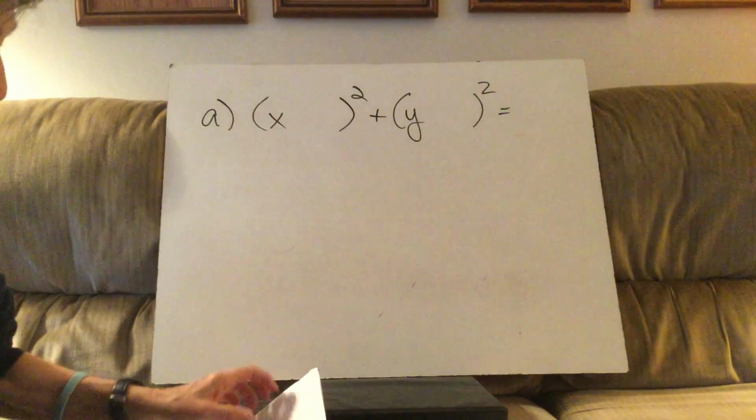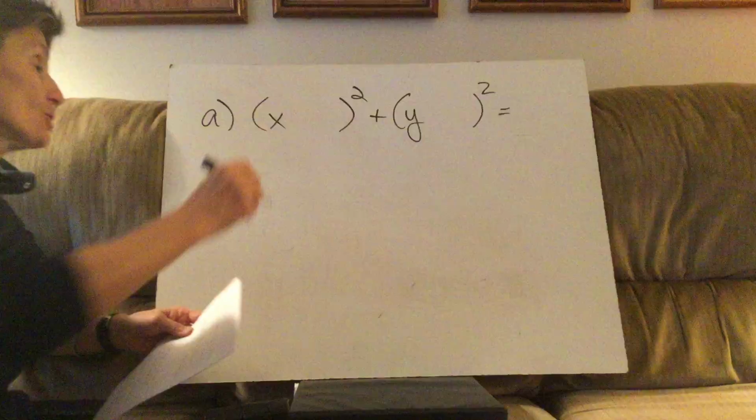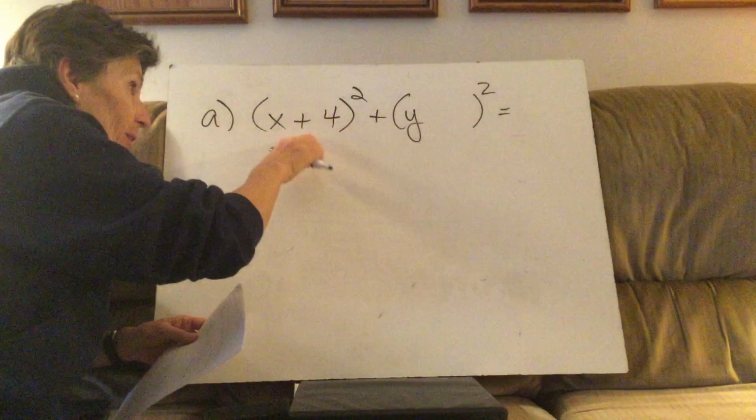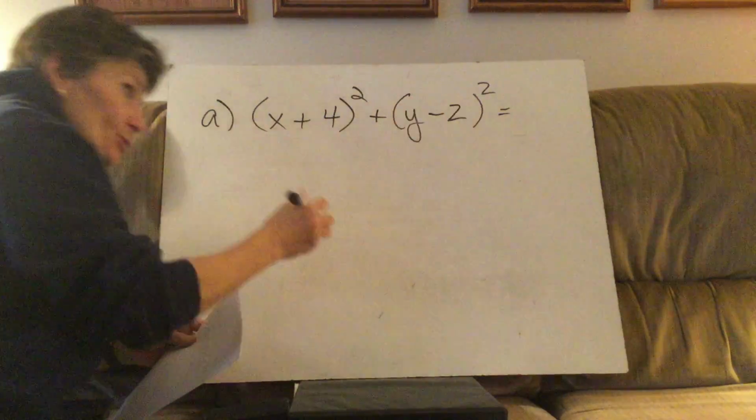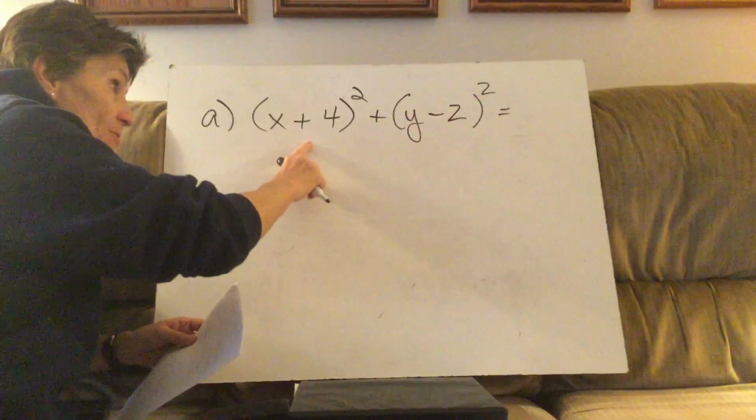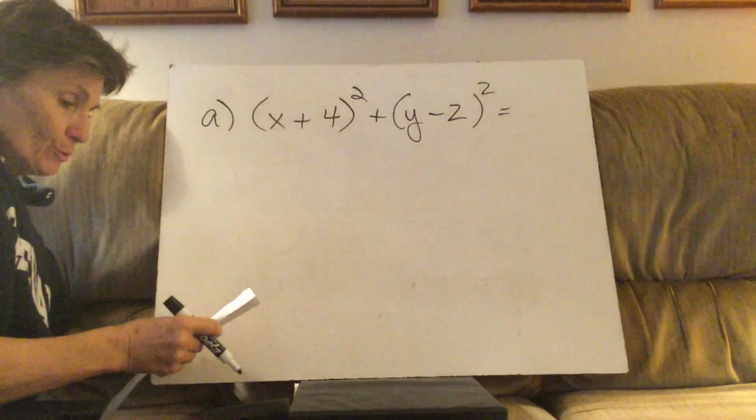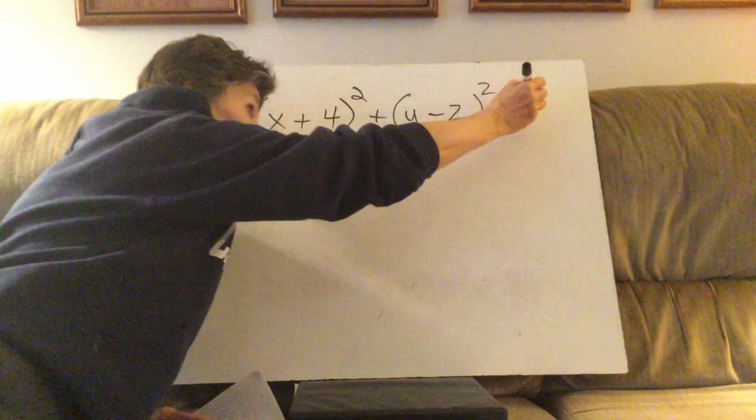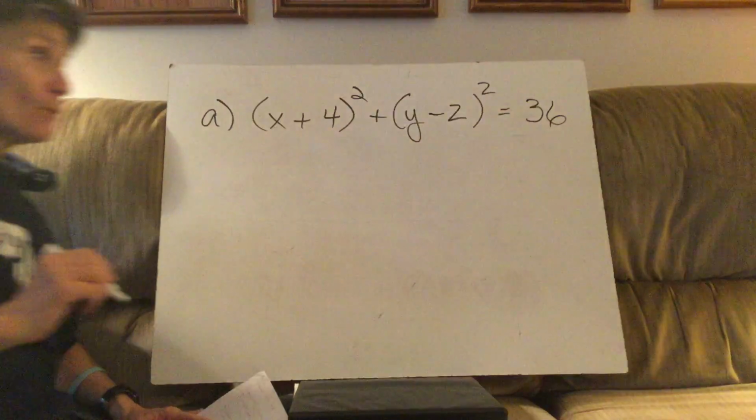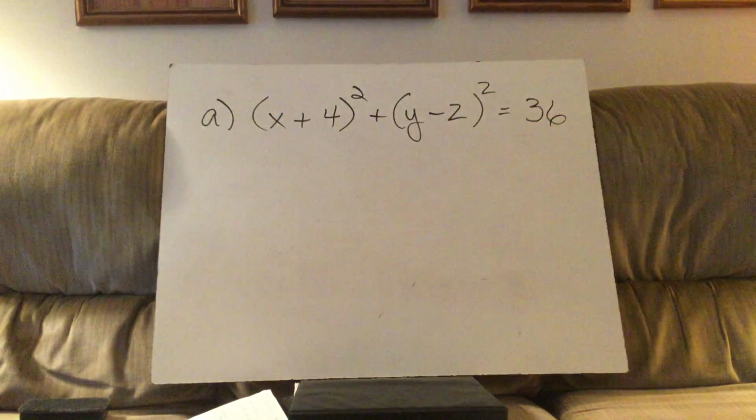So we know our center is negative 4, 2. So plus 4, minus 2. This gives us a center of negative 4, 2. And the radius is 6. So that's a 36, which is 6 squared.